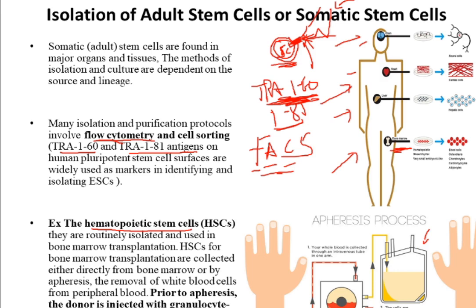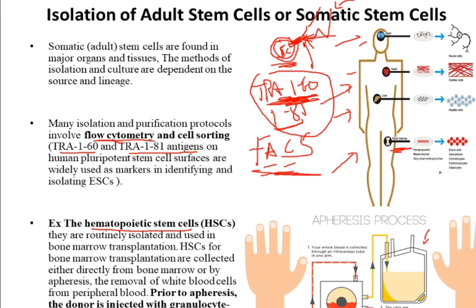This process is called apheresis, which is very frequently done in some kinds of cancers, blood cancer especially. By this process you can identify this. When you run this sample into the fluorescence-activated cell sorter, it will easily isolate the cells which have TRA-1-60 or TRA-1-81, and then you culture them in the media.